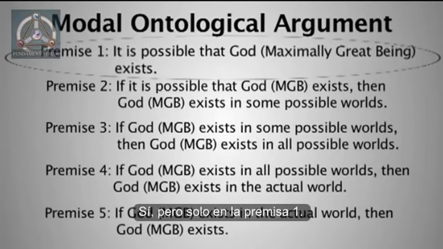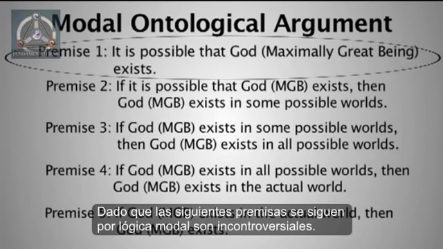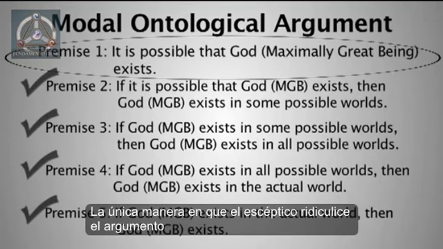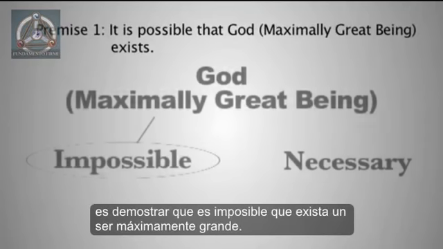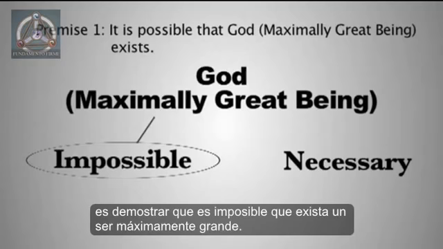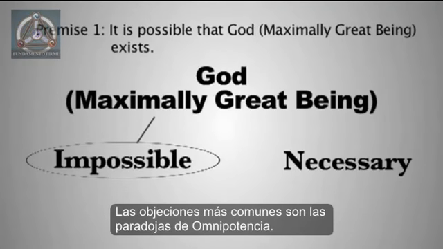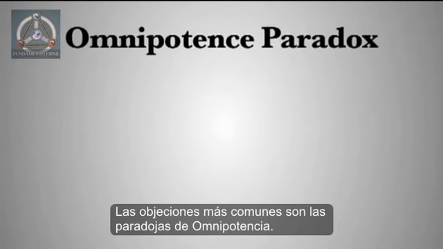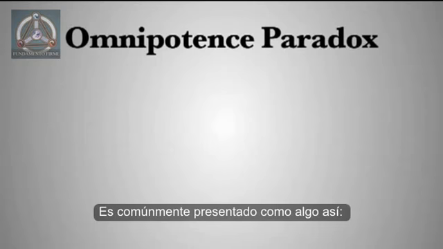Yes, but only in premise 1, since the other premises just follow modal logic and are uncontroversial. The only way for skeptics to debunk this argument is to show that it is impossible for a maximally great being to exist. The most common way this is tried is with the omnipotence paradox. It is most commonly presented like this.